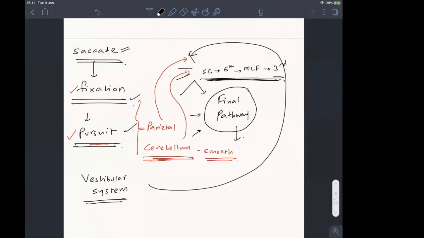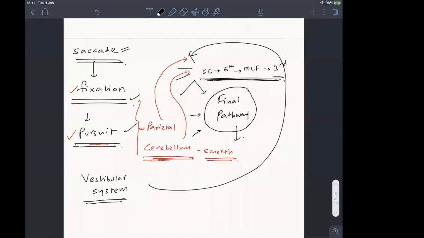The problem can be in the superior colliculus. The problem can be in your frontal eye field, or your parietal lobe, or your cerebellum, or your occipital lobe. So anywhere there is a problem, your eyes will get involved. So if you know the eye movement flowchart properly, then you will be able to diagnose where in the brain the problem is. Okay.